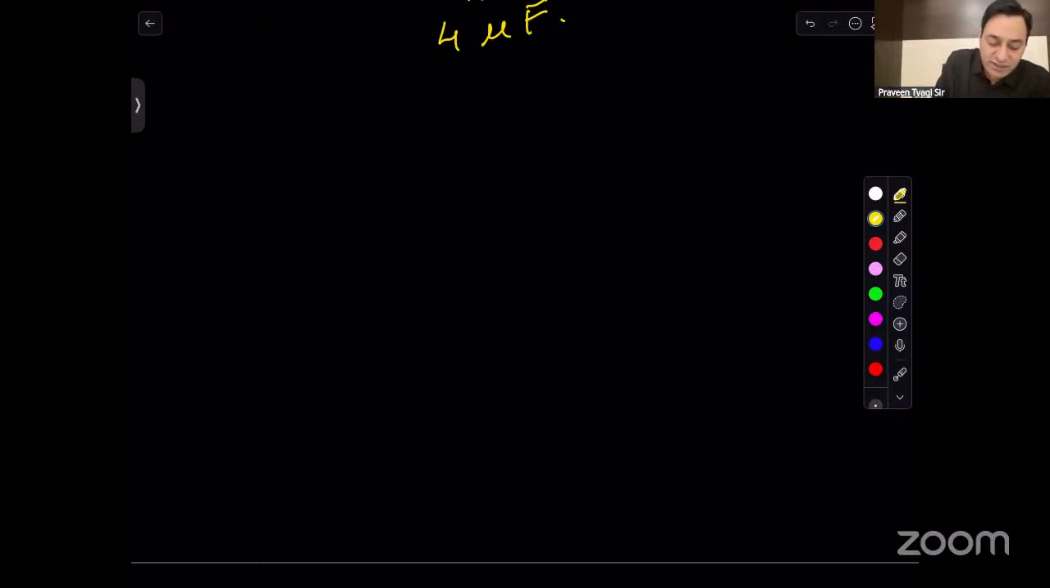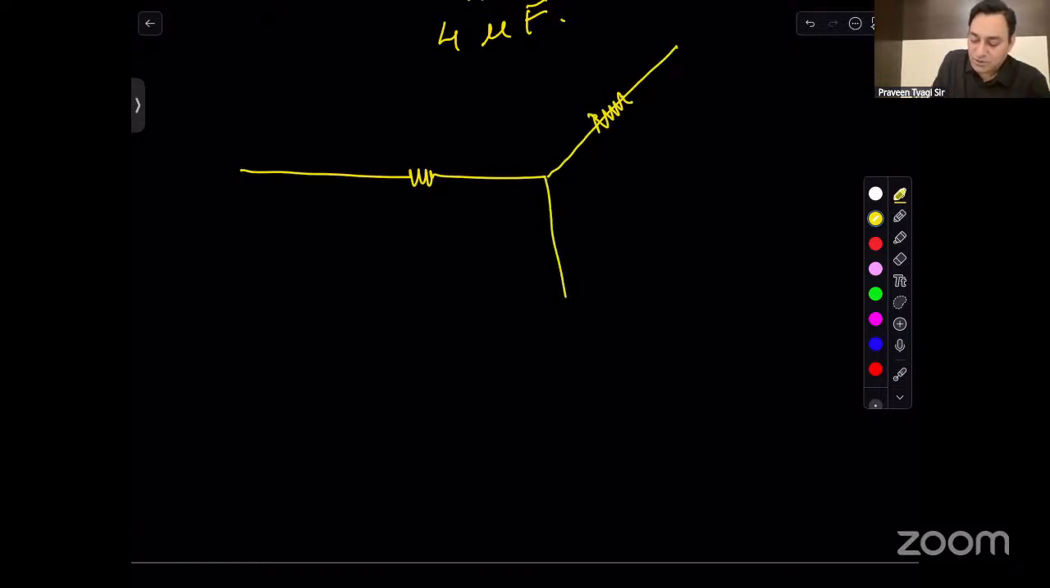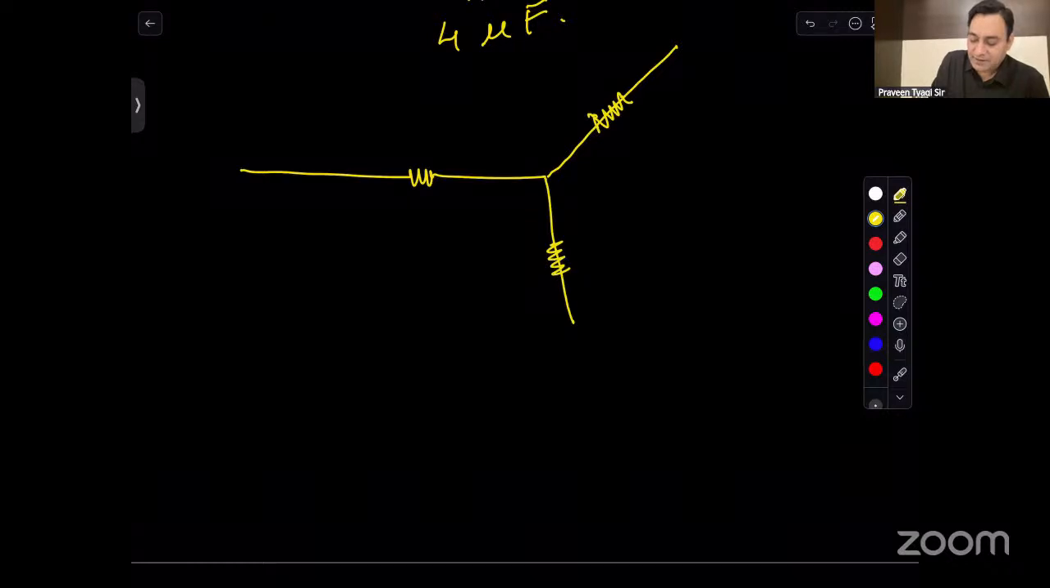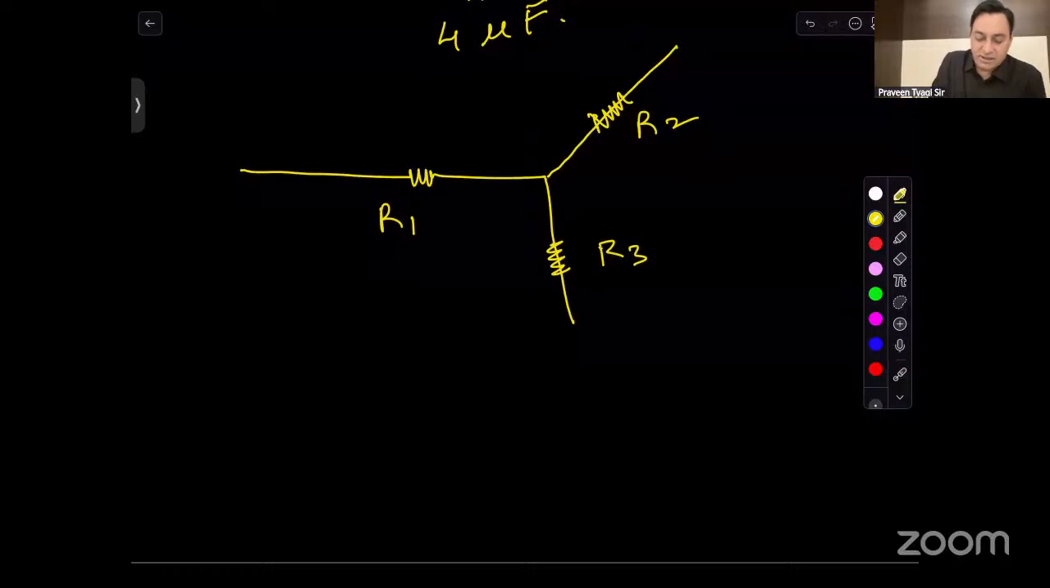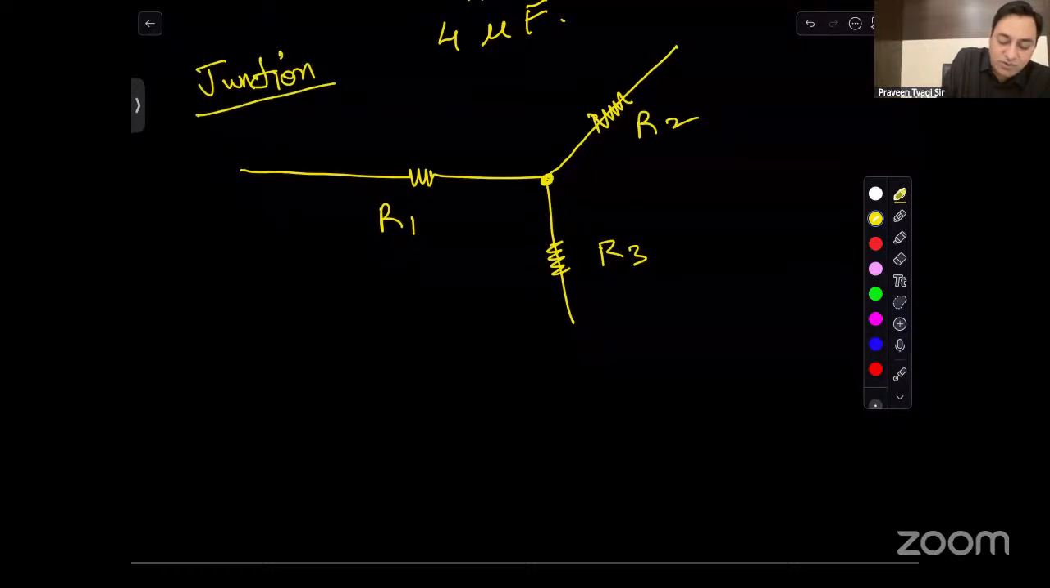So there is one thing. If you have many resistances connected at a point, just pay attention. I'll teach you right now so that it helps you. R1, R2, R3, and this is a junction. This is also called the junction rule. I am telling you Kirchhoff's rules right now. For those of you who do not know, this is called the junction rule.